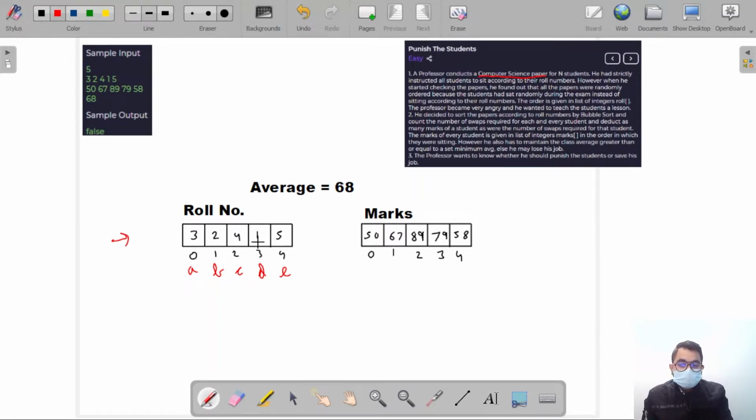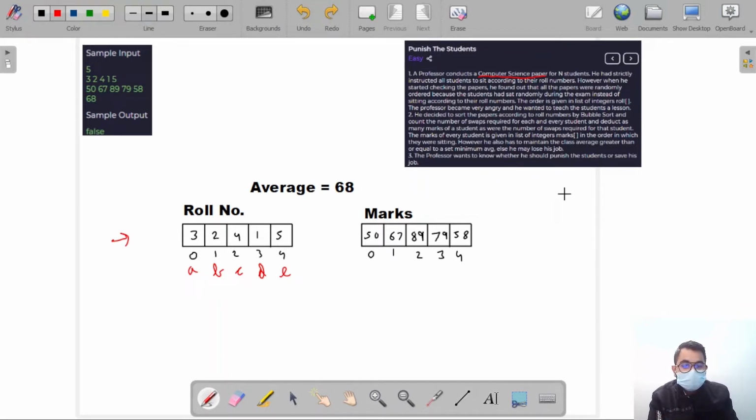This is representing the roll number and this is representing the marks of the students. This is the marks for roll number 3, this is the marks for roll number 2, this is the marks for roll number 4, this is the marks for roll number 1, this is the marks for roll number 5. So to punish the students, the professor is going to deduct as many marks as the number of times he has to sort their paper.